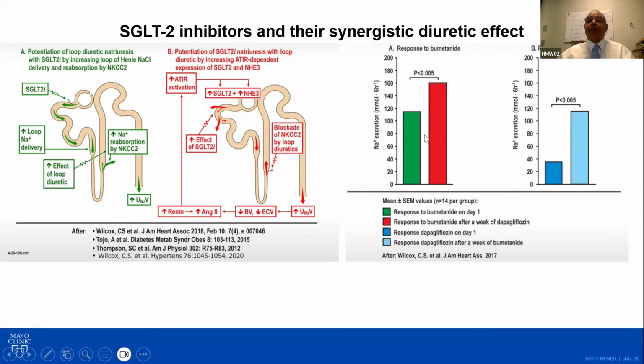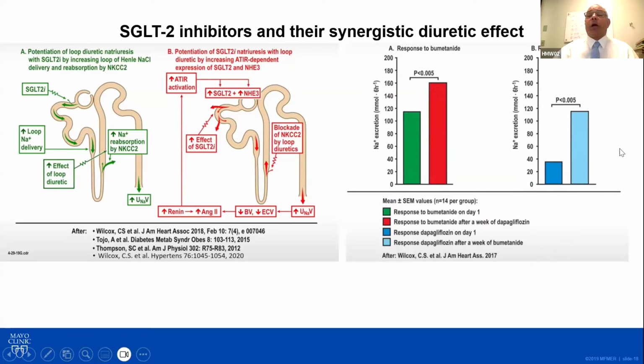So this is a study by Dr. Wilcox, who was a famous doctor who studied diuretics extensively. If you want to search any topic about diuretics, just search his name. He studied two groups of patients. Patients who were on Bumex for 1 week, then he gave them DAPA afterwards, and as you can see, there is an increase in natriuresis, sodium excretion. The other group, he gave DAPA first, followed by Bumex. DAPA on its own causes mild natriuresis, but when you combine it with Bumex, there was a significant increase in sodium excretion in these patients.